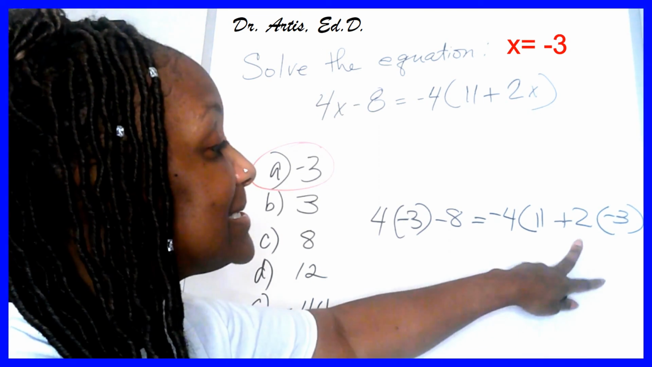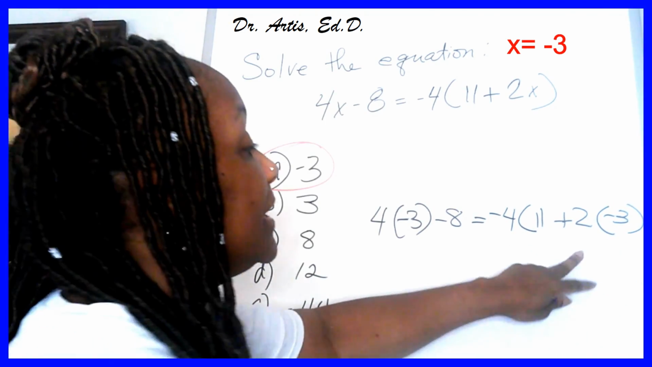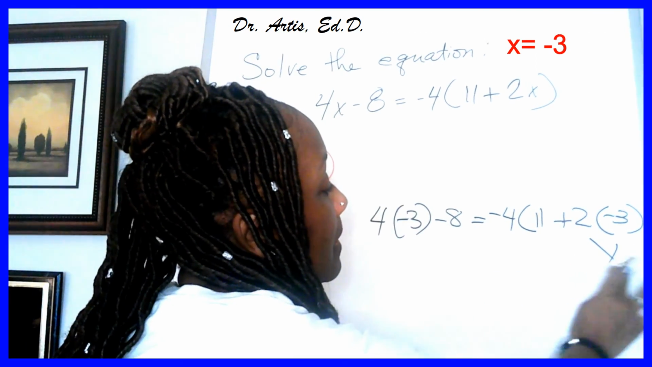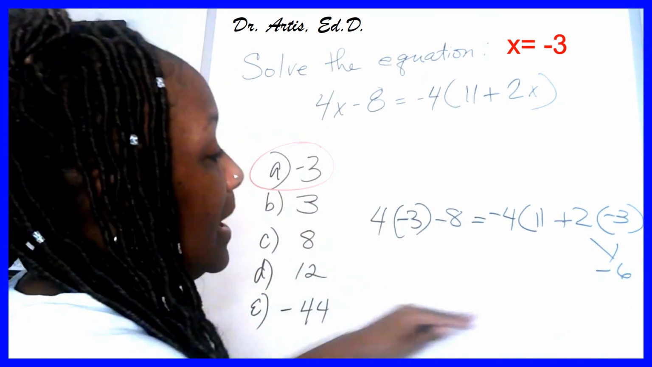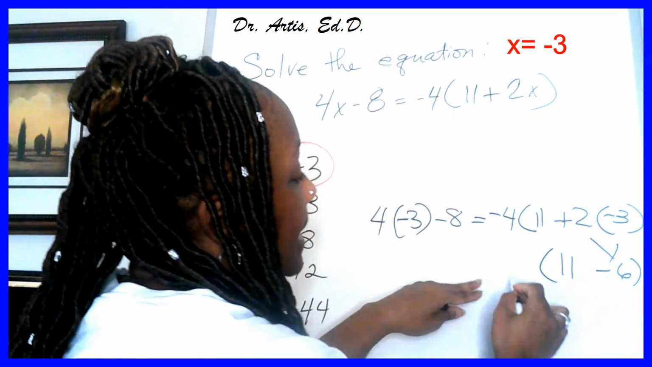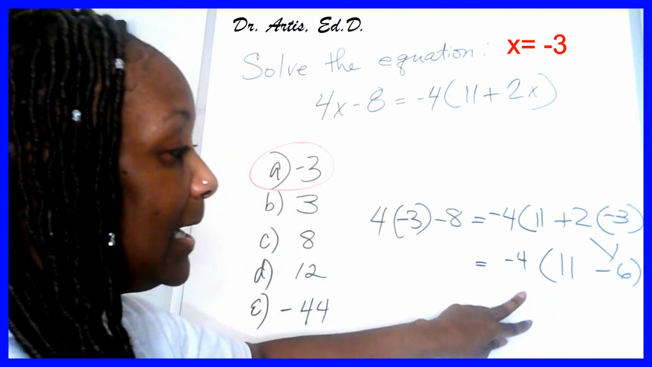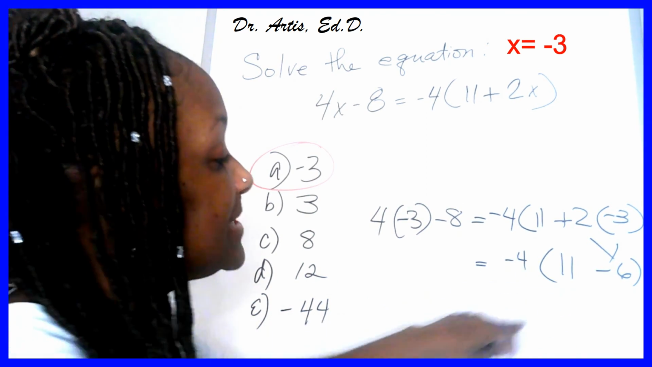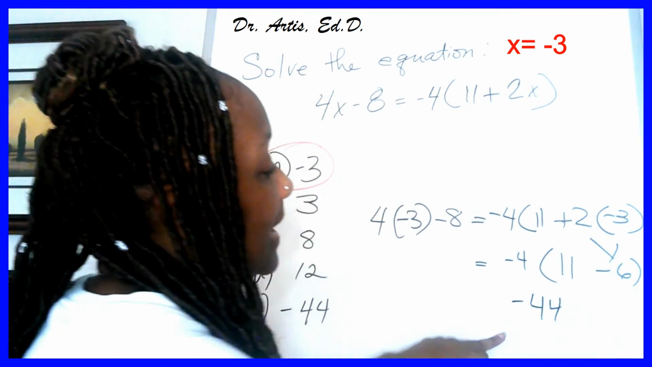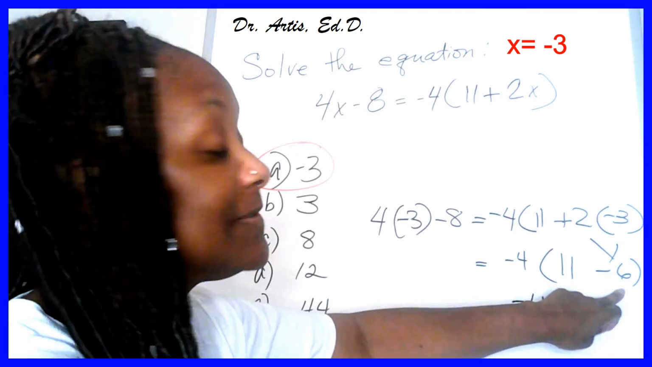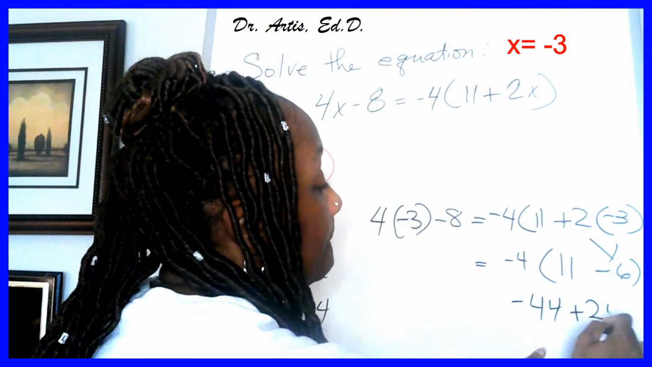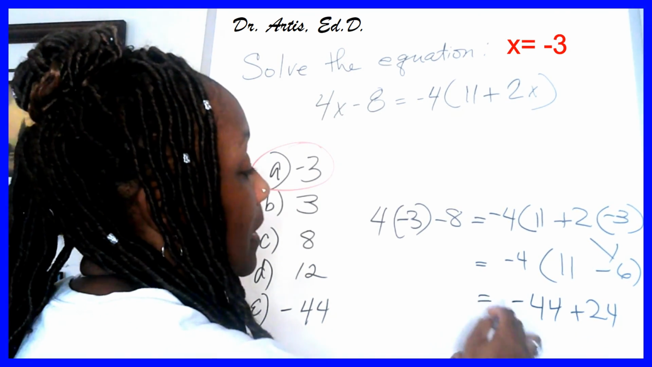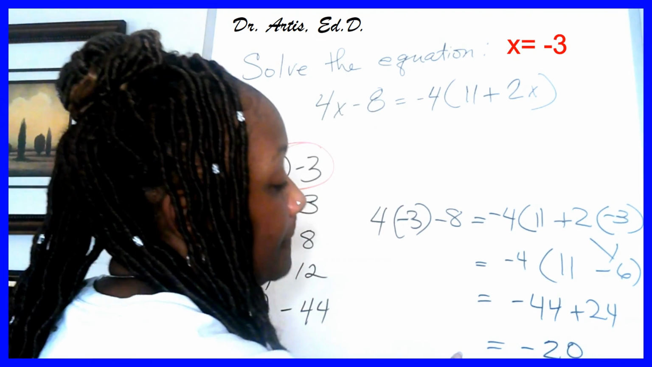We're going to multiply this positive 2 times negative 3, which will give us a negative 6. Then we're going to bring down our 11 in parentheses. Now we need to get rid of our parentheses, so we're going to multiply a negative 4 times 11, which is negative 44, and then a negative 4 times a negative 6, which is a positive 24. So now we have a negative 44 plus 24, which will give us a negative 20.